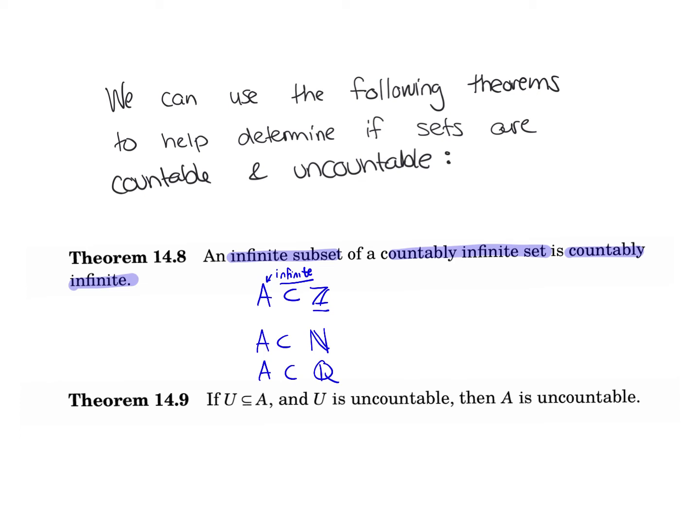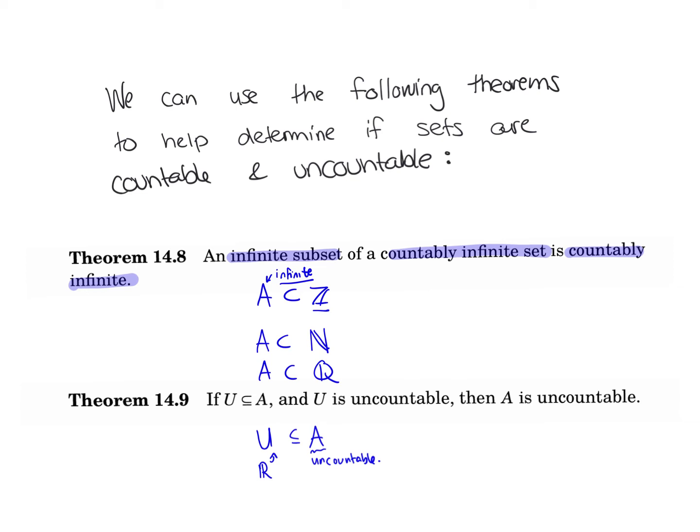And then if you have some uncountable set, for example, like R, and something that's bigger than it, or it has that U as its subset, then this also must be uncountable. So you can't have a countable set with an uncountable subset, because that would contradict that first theorem. So these kind of work together.